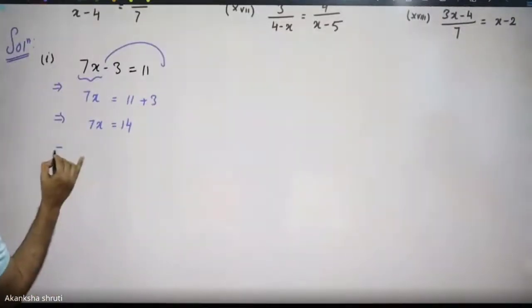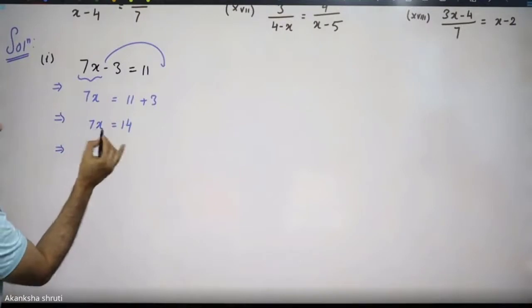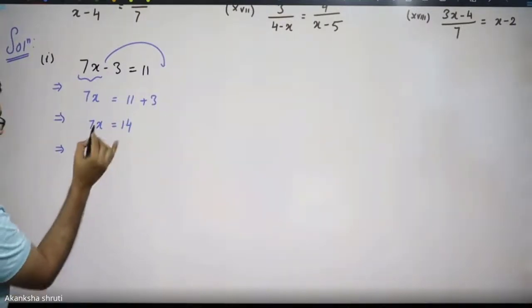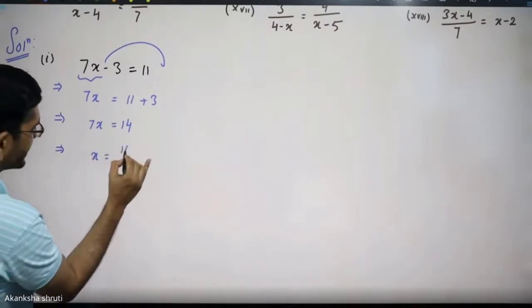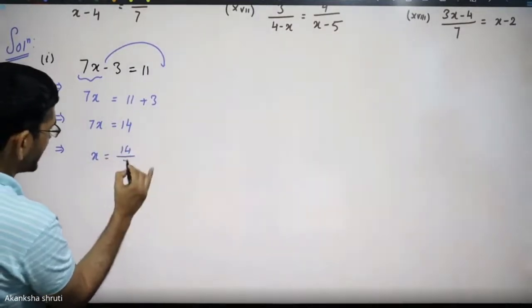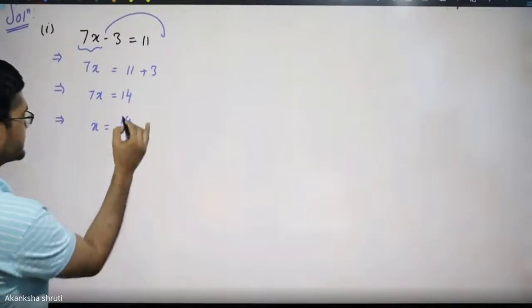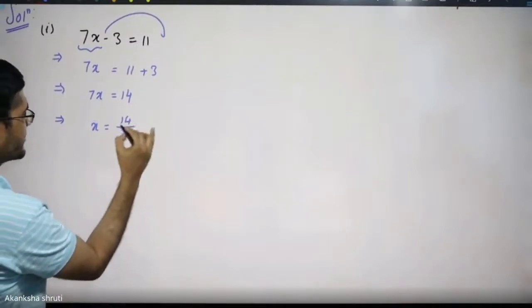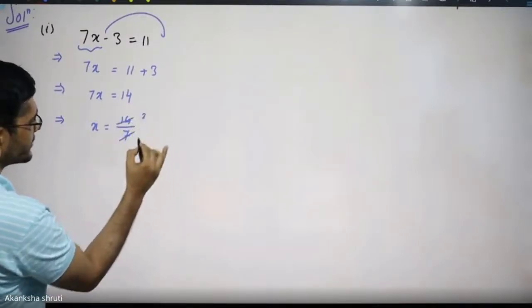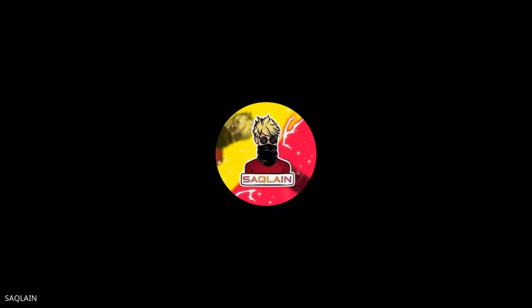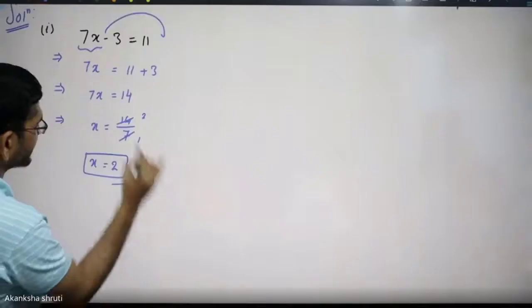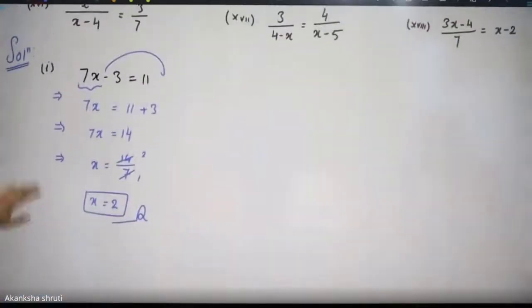Now we have to find x, not 7x. It is 7 times x, meaning 7 is a multiple of x. So x is obtained by dividing 14 by 7, written as 14/7. If there is any common factor, you need to cancel it. So the value of x is 2. This is the simple answer. Students, it was this kind.